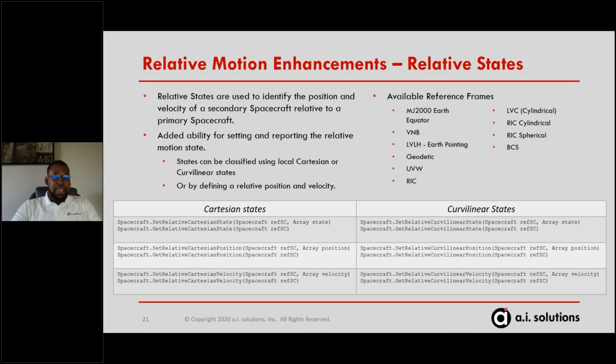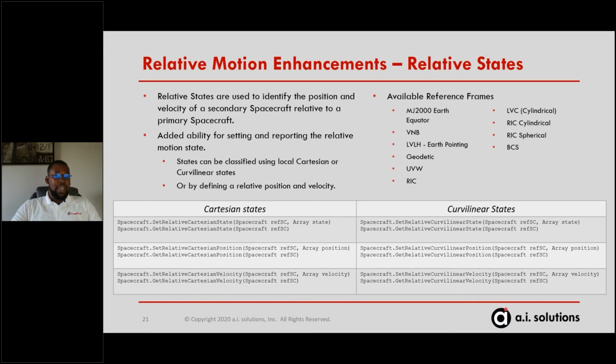relative motion. Now, these states for setting or getting can be classified using either the local Cartesian or curvilinear states, or by defining a relative position and velocity in any one of the available reference frames shown on the right. So our MJ2000 is typically the default frame for the majority of properties. Our VNB is the most common frame when implementing a maneuver, and then our others such as LVLH, LVC, RIC, UVW, geodetic, and your body coordinate system.